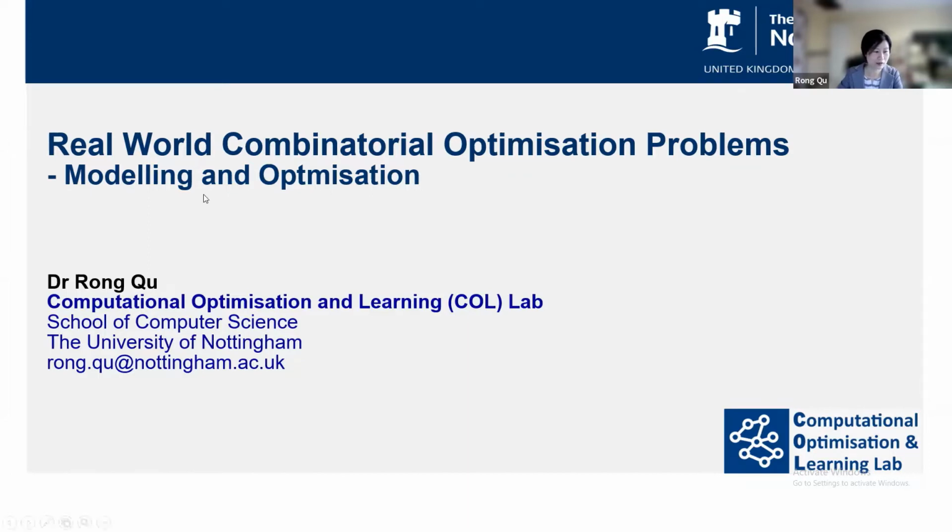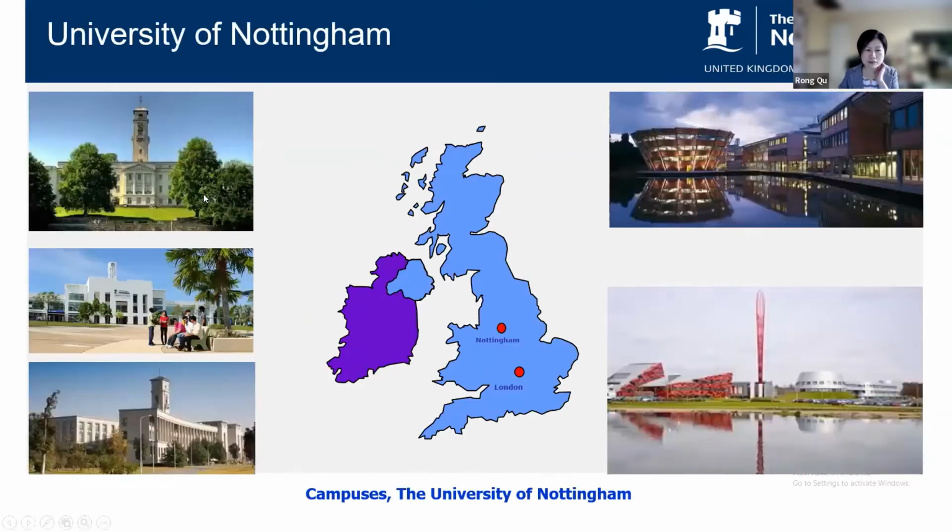Okay, right. First of all, a quick overview of the university. We are right in the Midlands in the UK and have two satellite campuses, one in Malaysia and one in Ningbo, China. We have quite nice campuses. You can see upper right, it's the Jubilee campus.